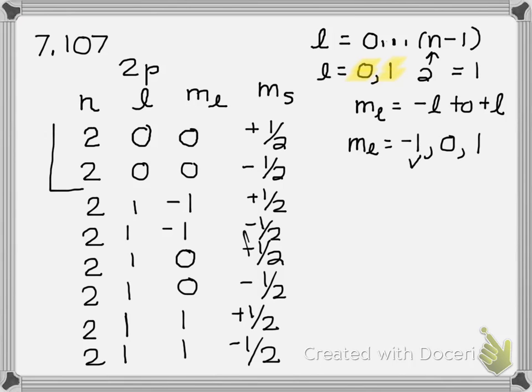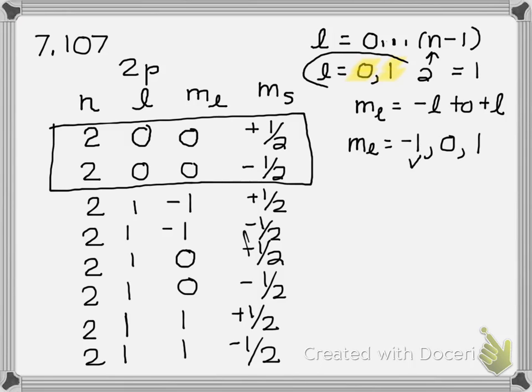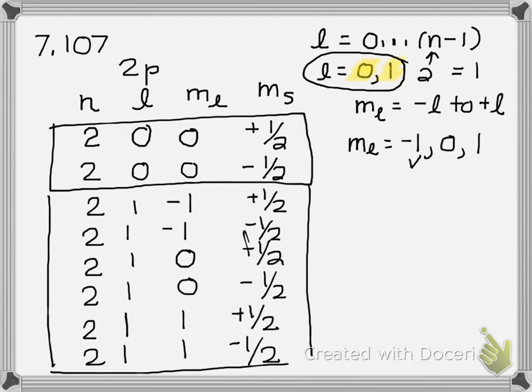So the first two sets, this is all for L equals 0, because if you look up here, L can equal 0 or 1. All of these, the 6 here, are for when L equals 1, because when L equals 1, we can have 3 different M sub L's. See, here's 1, 2, 3 M sub L's. And for each set, we can have a plus 1/2 or a minus 1/2.